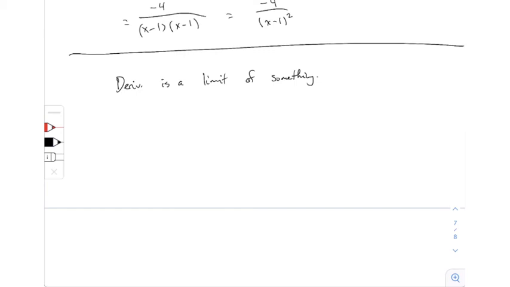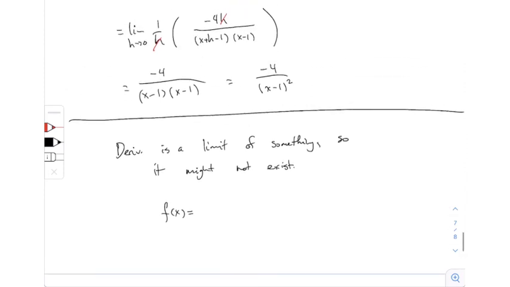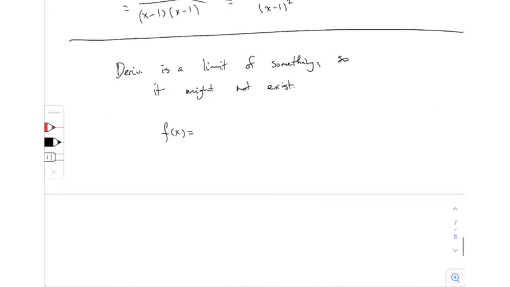I could ask you to tell me the derivative, and the answer might be DNE, right? The derivative does not exist. Derivative is a limit of something, so it might not exist. And there are a few different reasons why this can happen. So actually the example that we just did is a situation in which the derivative fails to exist. I gotta refresh my memory. It was x plus 3 over x minus 1. And the derivative, eventually we worked it out, was negative 4 over x minus 1 squared.